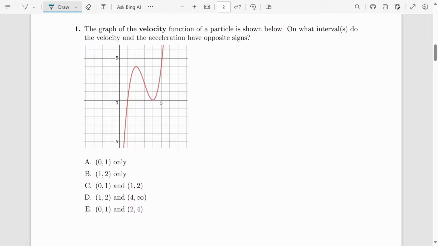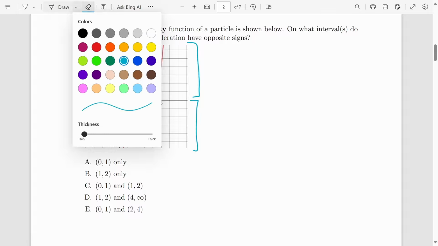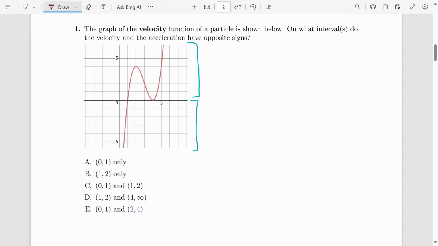Okay, so signs of velocity and acceleration. Since we're given the velocity function, it's pretty easy to tell when the velocity is positive or negative. It's just going to be when it's in the top half or the bottom half. So I'm going to color code this a little bit. I'm going to use some shades of red and green to illustrate this.